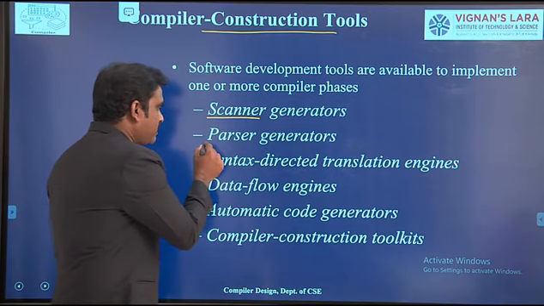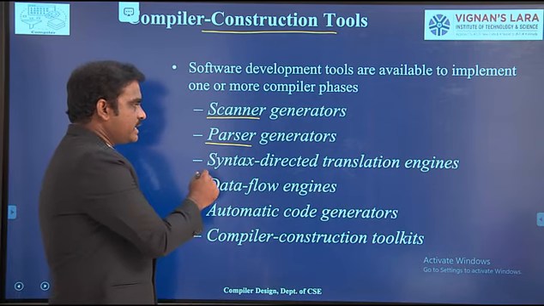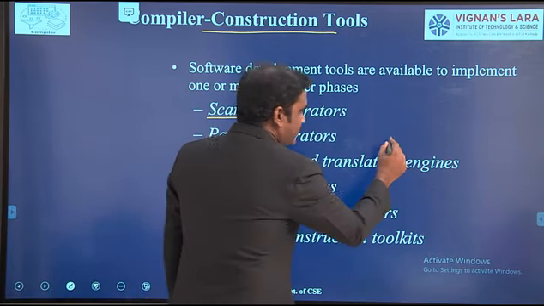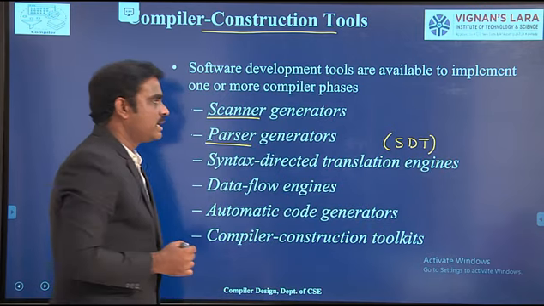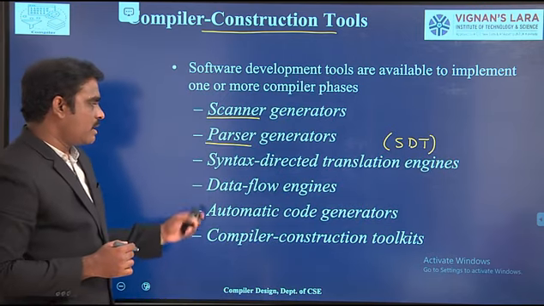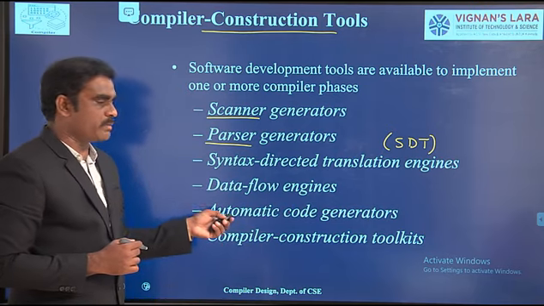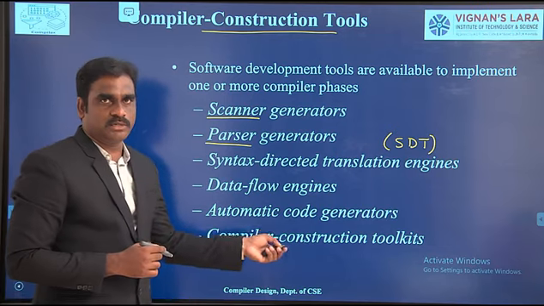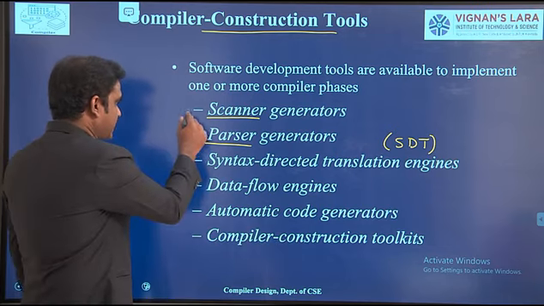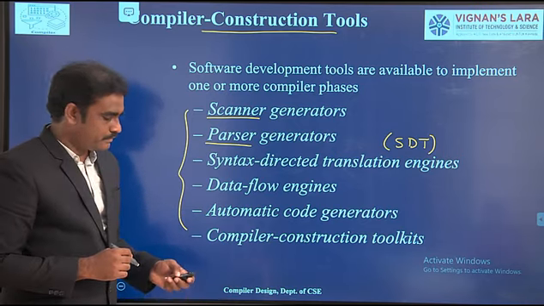And the second one is parser generator. Third one is syntax directed translation engines, SDT. And the fourth one is data flow engines. Fifth one is automatic code generator. And the last one is compiler construction toolkits. So all these are the compiler construction tools. Now we will see one by one.